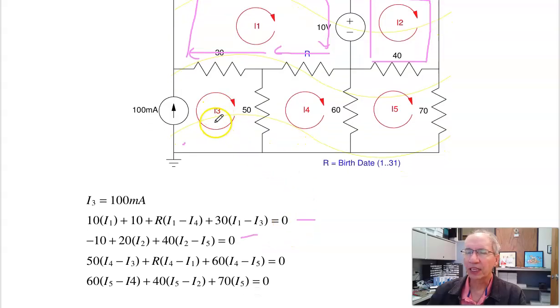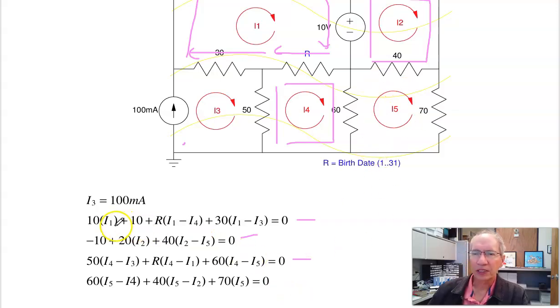Around loop I3, I can't do loop I4. 50 (I4 minus I3) plus (I4 minus I1) times R plus 60 (I4 minus I5) is 0. And loop I5. Now if you do that, notice that around loop I1, all the I1s are positive, everyone else is negative. Around loop I2, I2s are positive, everyone else is negative. I4, all the I4s are positive, everyone else is negative. 5 equations, 5 unknowns.